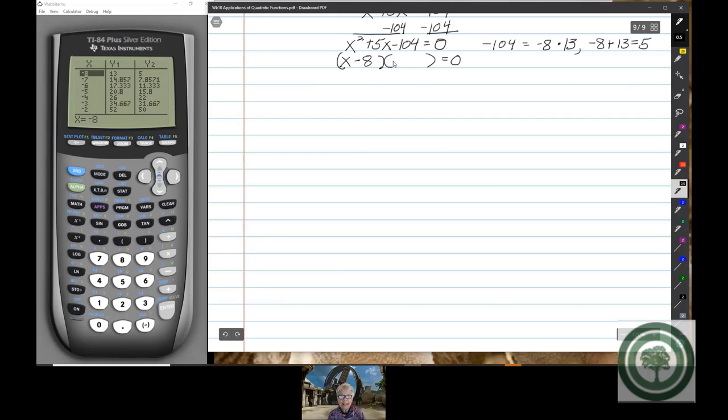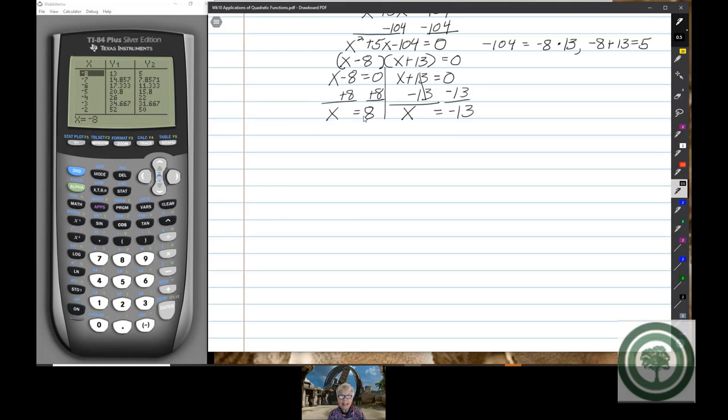(x - 8)(x + 13) = 0. I set both of these binomial factors equal to 0. Then I solve for x. Plus 8, plus 8, so x equals positive 8. Minus 13, minus 13, x equals negative 13. Now these are two different possibilities, and this is not a real life problem where we're measuring anything. So I can go with both of these answers.